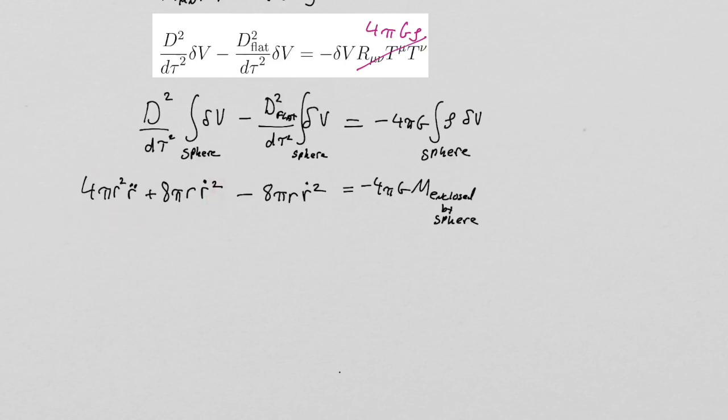This is the second derivative of 4/3 pi r cubed, where r is a function of time. Now, the flat space version of that is this. It's the same expression, except r double dot is 0 in the flat space version, right? In flat space, the particles would be moving at a constant velocity. There's nothing to cause the particles to accelerate from one another.